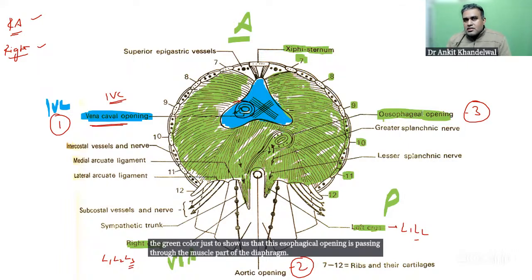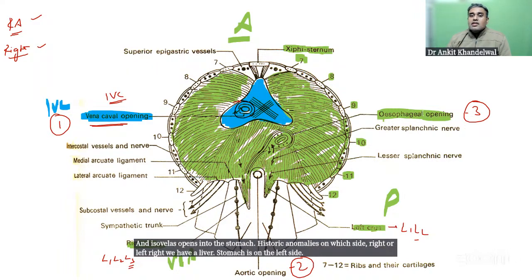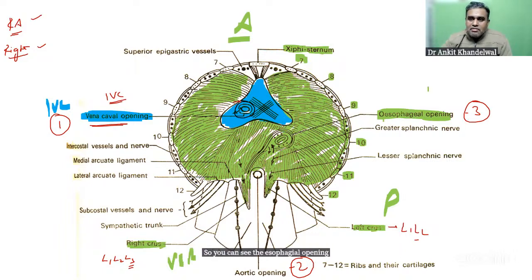And the esophagus opens into the stomach. Stomach normally is on which side? Right or left? Right, we have the liver. The stomach is on the left side. So you can see the esophageal opening is towards the left side of the midline.